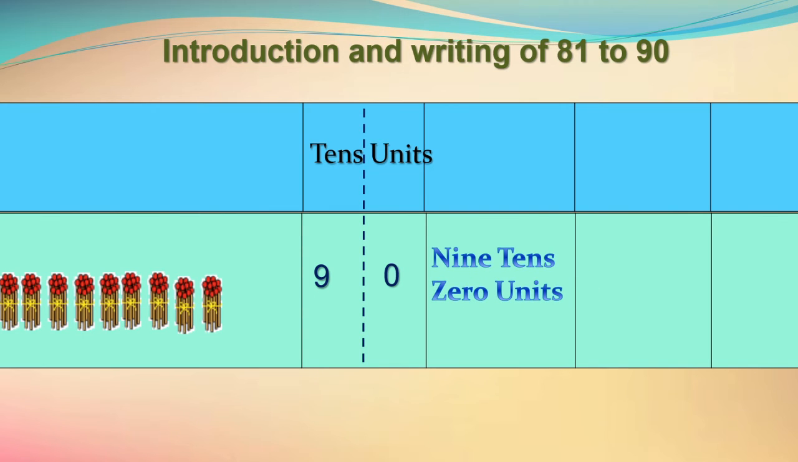Our number is 90. See dear children, the spelling for 90 is N-I-N-E-T-Y, 90. Okay, and how to write? See here, 9 and 0, that is nothing but 90. Okay, got this? I hope you understood how to write and read the numbers from 81 to 90. Let us check.